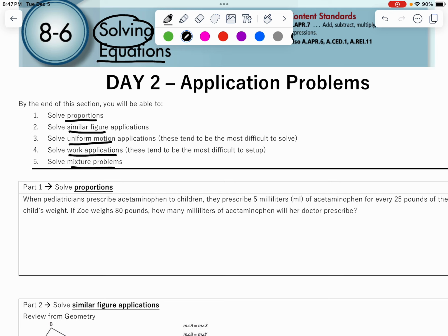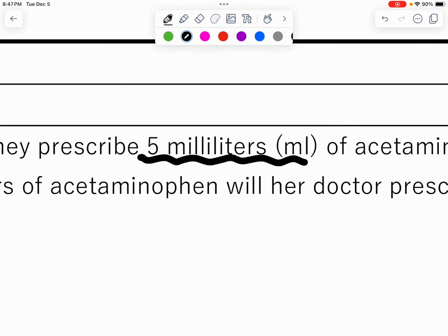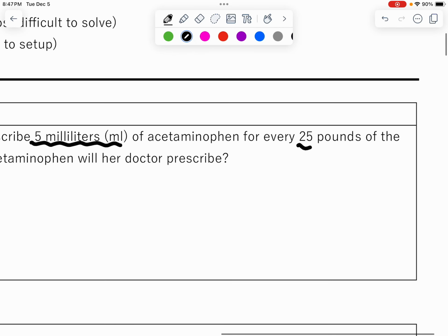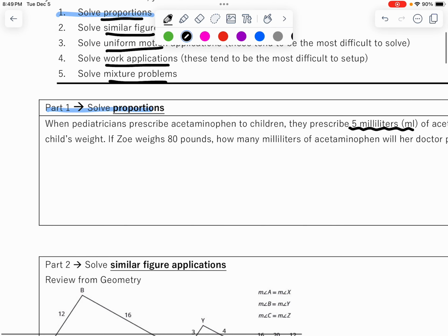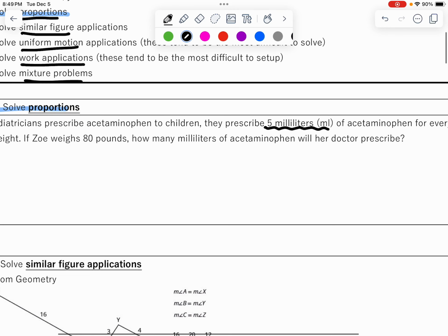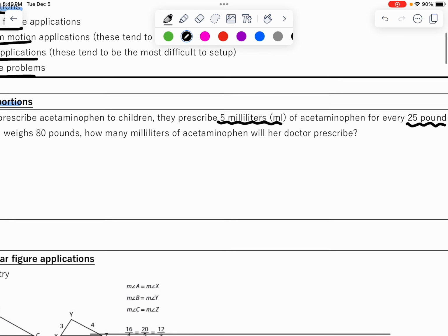No. Okay. Part 1. And this is about proportions. When pediatricians prescribe Tylenol to children, they prescribe 5 milliliters, ml, of that Tylenol for every 25 pounds of a child's weight. I actually did this when my kids were growing up, so I knew how much to give them. So let's say we have a child, Zoe, who's 80 pounds. How many milliliters of liquid Tylenol would her doctor prescribe?